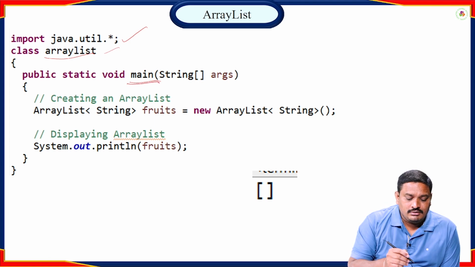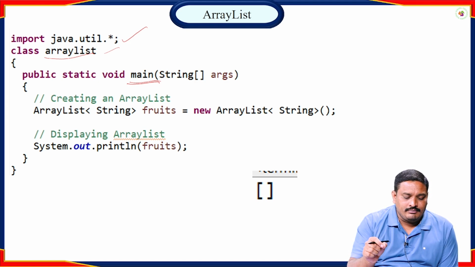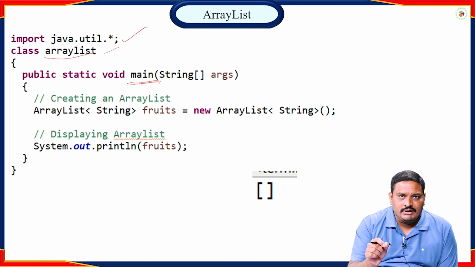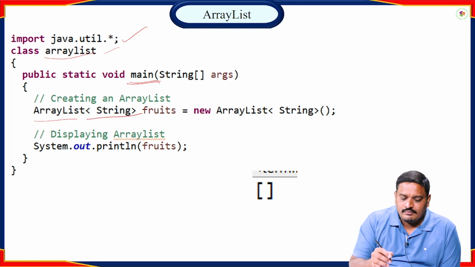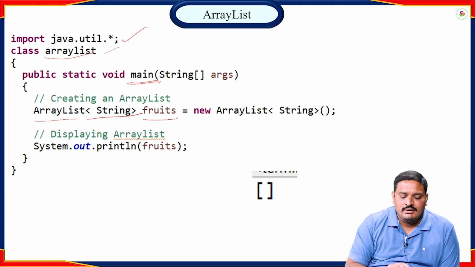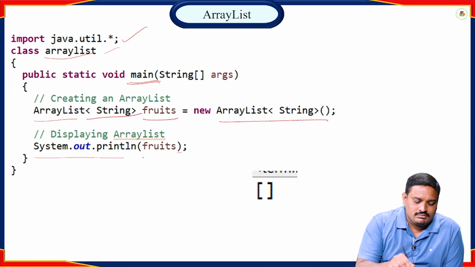method is there. In that main method, first we are creating one empty list. How to create the empty list? ArrayList of String, where the string is the name of the list, equal to new ArrayList of String. Okay, and after creating the list, we can display the list by using this statement.